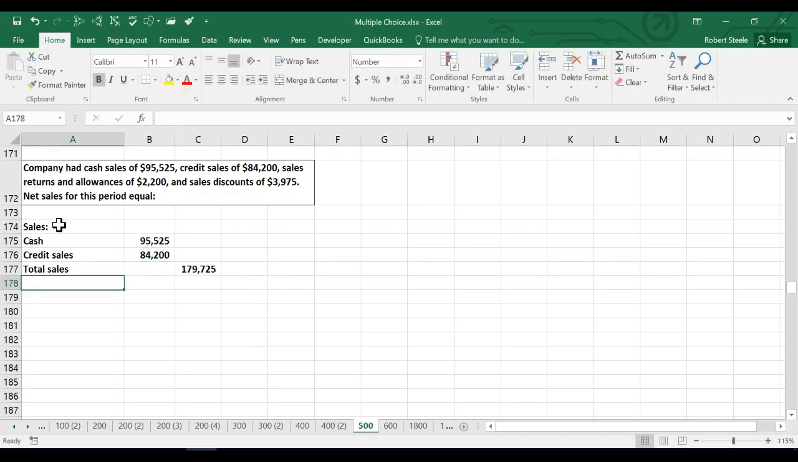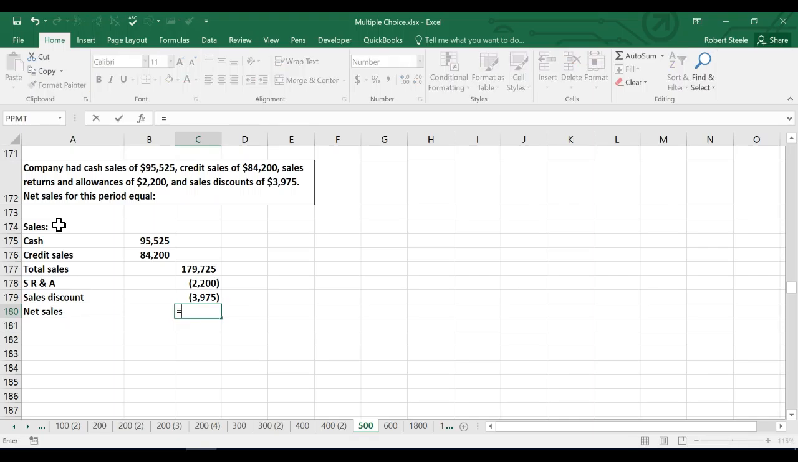Now we have the sales returns and allowance. Returns and allowance, I'm just going to abbreviate like so. That's going to reduce sales. So I'm going to put that in as a negative in this case. Reducing the sales 2,200 and the sales discount. Sales discount, that's going to be the discounts we gave to our customers, negative 3,975, and that gives us net sales. Not net income, net sales.